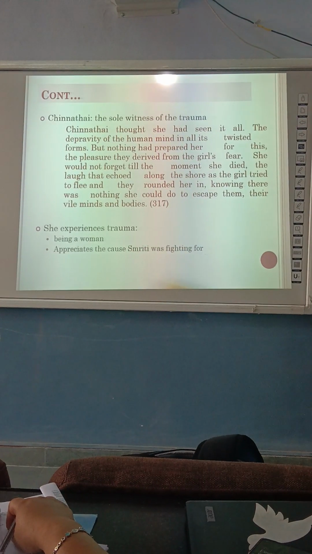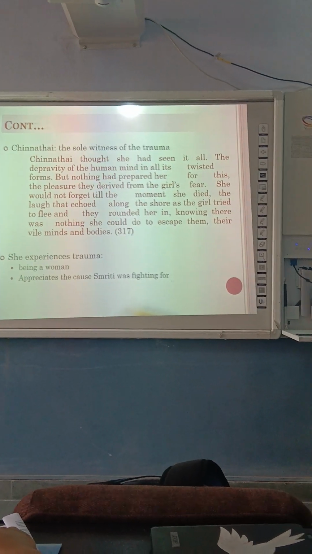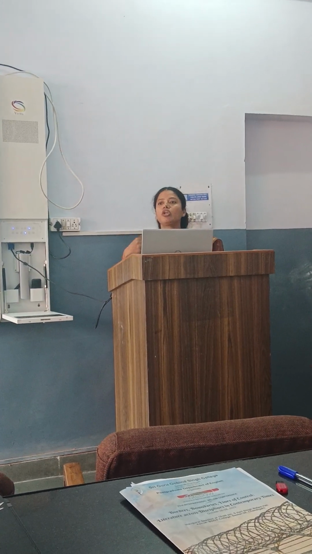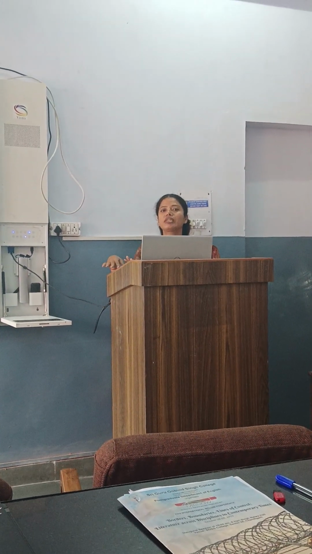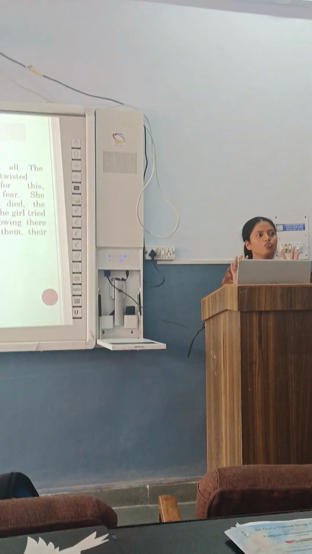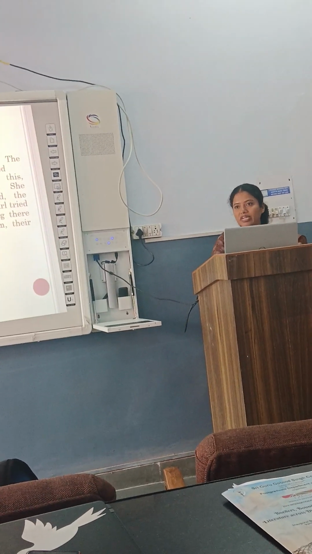Chinnathai is the only witness of what happened to Smriti. She was looking at what was happening to her from a distance. She belongs to the lowest class in the caste system, so she is afraid of reacting on the spot. So she is just watching it. And these are her words. I'm quoting from the novel.